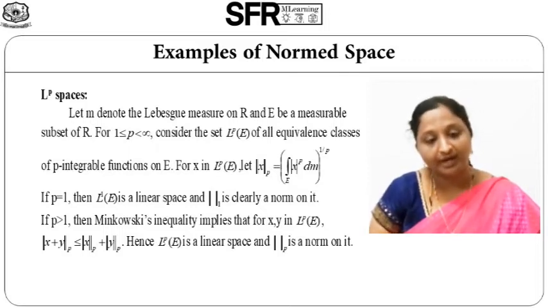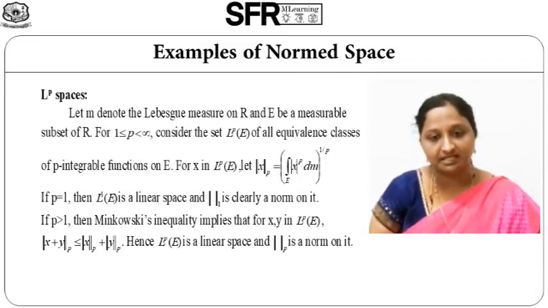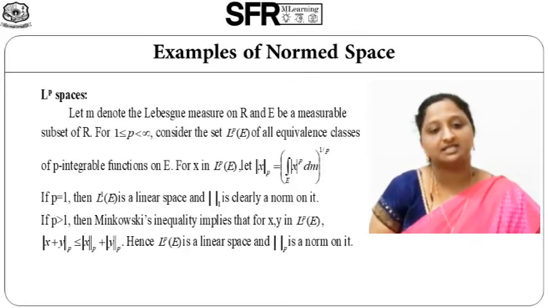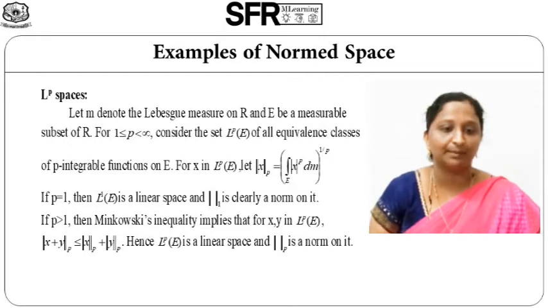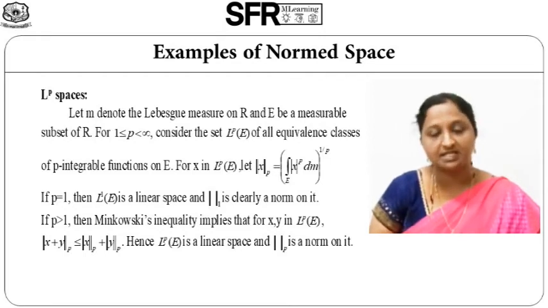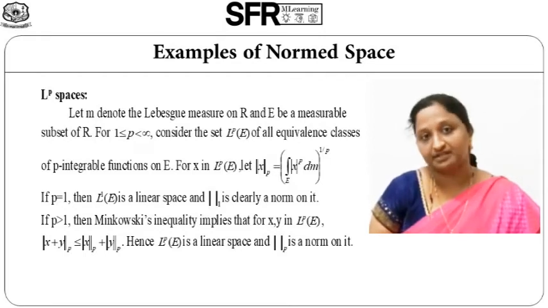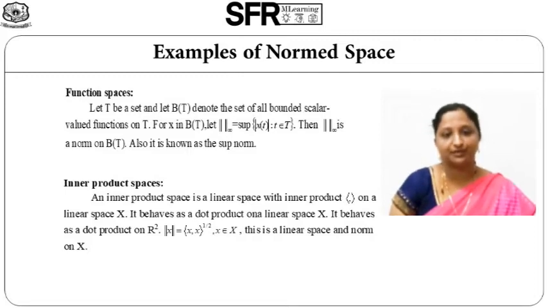If p is greater than 1, Minkowski's inequality implies that for x, y in L^p of E, norm of x plus y in p is less than or equal to norm x in p plus norm y in p. Hence, L^p of E is a linear space and norm p is a norm on it. The last two examples of normed spaces are function space and inner product space.